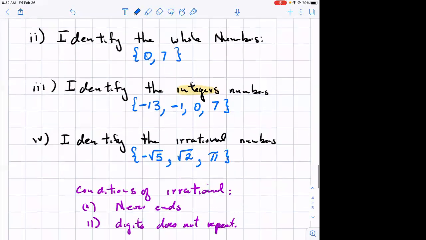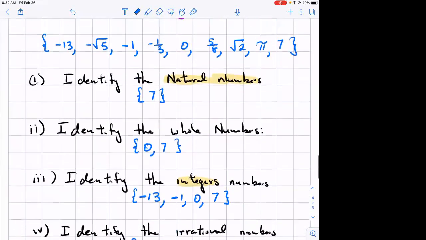And I could keep asking you more and more questions. I can ask you to identify the prime numbers. Remember, prime numbers are divisible by 1 and themselves. So in my list here, we only have 7. The number 7.